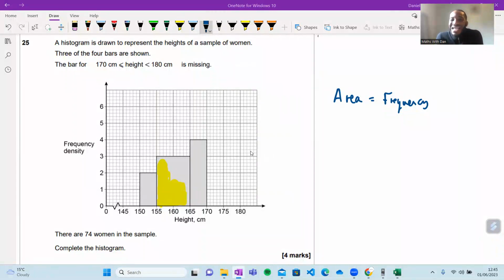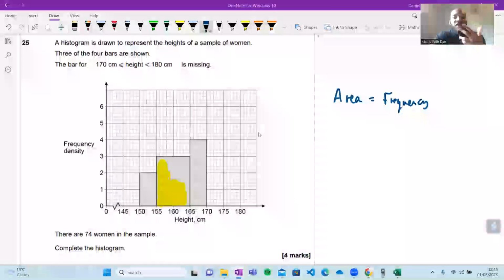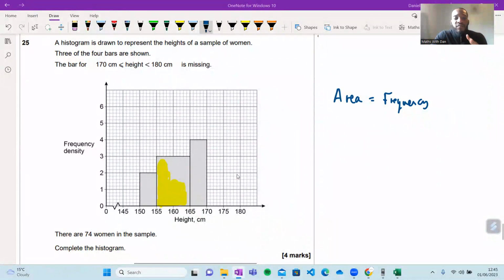Well, to figure out what a rectangle is, I need to figure out what the width is and what the height is. We know, as I said before, that the area of a bar represents the frequency, and we're given 3 bars out of 4. So what we can do is calculate the frequencies for 3 of them. Now, what do we have here? Well, we've got a rectangle that goes from 150 to 155. So the width is 5. The height is just 2. So for sure, this is 5 times 2, which is 10.